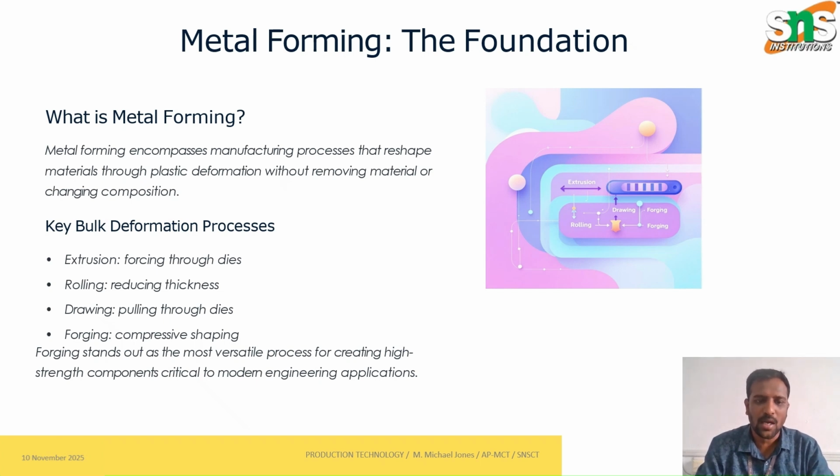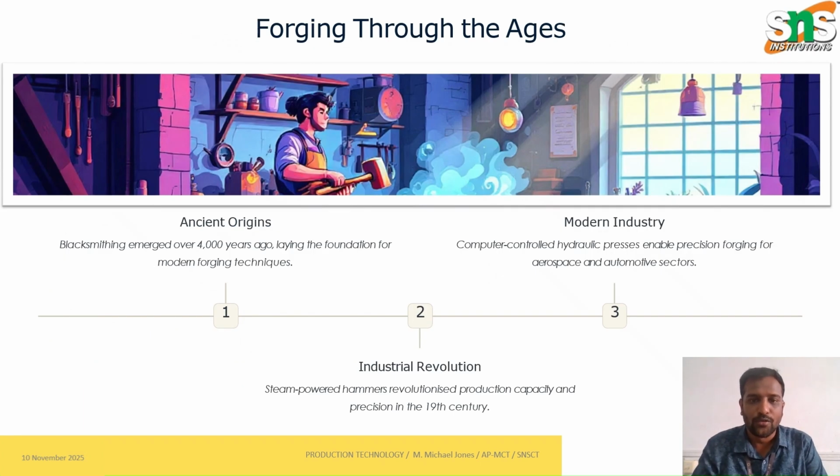Extrusion is done by forcing through dies. Rolling is done by reducing the thickness. Drawing is pulling through the dies, and forging is compressive shaping. So forging stands out as the most versatile process for creating high strength components. Now, forging through the ages. How has the forging process evolved?